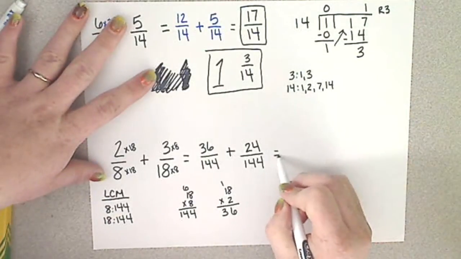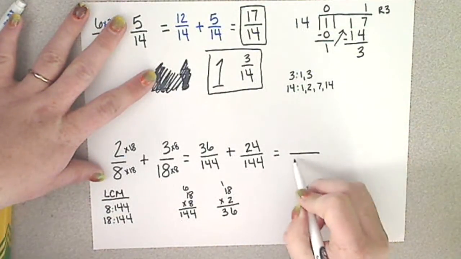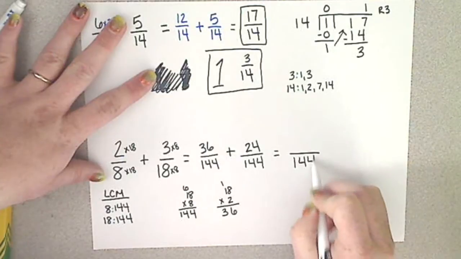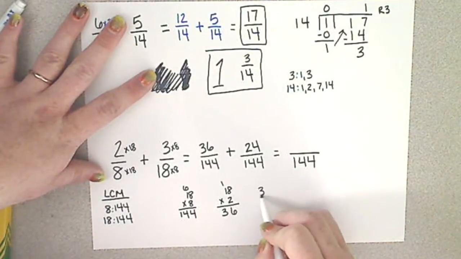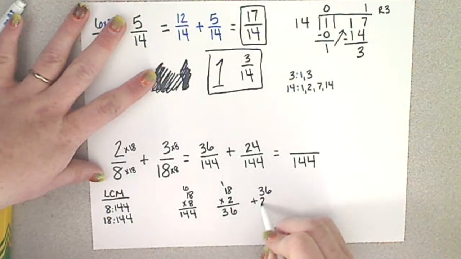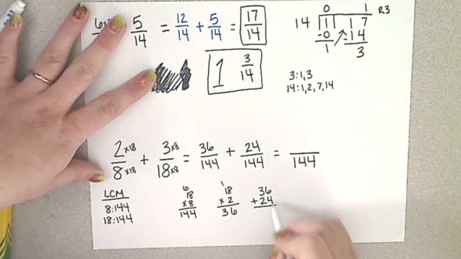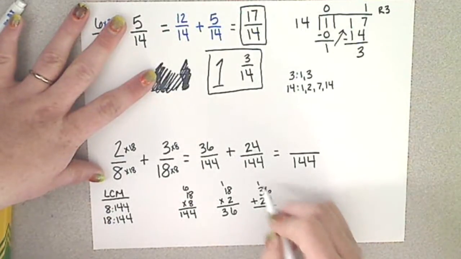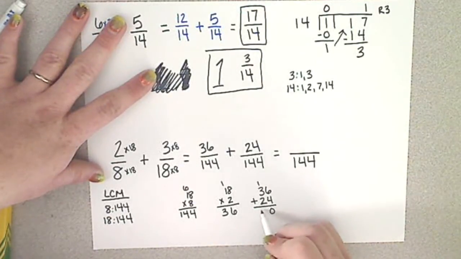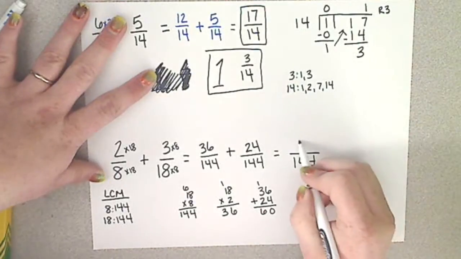So now I can add. I'm going to leave my denominator the same, and I need to add 36 plus 24. 6 plus 4 is 10. 3 plus 2 is 5. Plus 1 is 6. So 60.